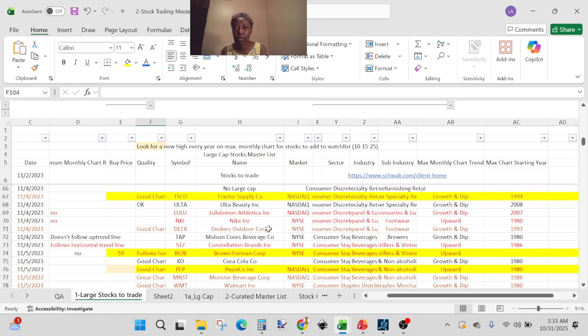Last year, I taught my kids how to swing trade, and the account has about $3,000 or $4,000.